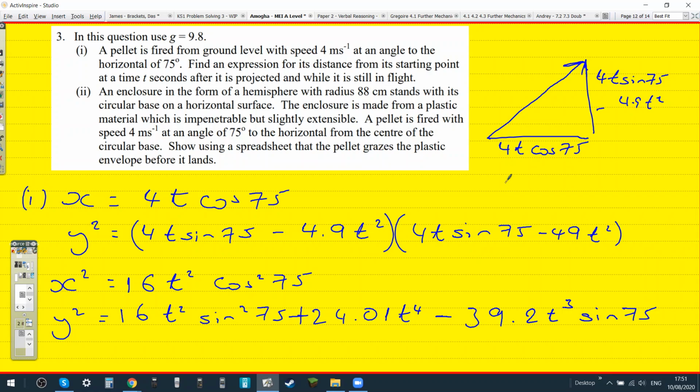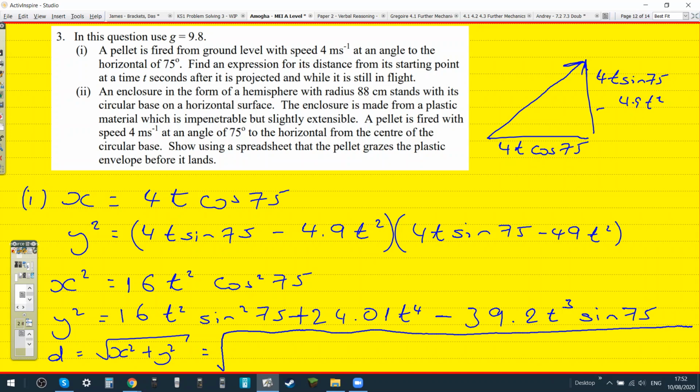Okay, and now what is next? Add them together and square root the whole thing. So just put them together. Square root of 16t squared... so d is equal to root of x squared plus y squared. This is how you do this question. I suppose you could factorize stuff. I think you're just meant to find what t is and then substitute in the y one to get the expression.